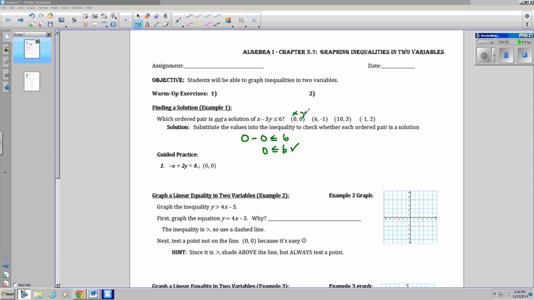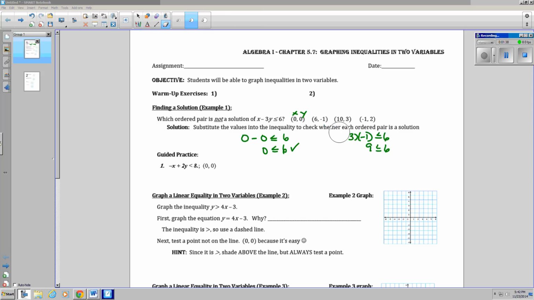So let's put 6 in for x. Can we get 6 minus 3 times a negative 1 is less than or equal to 6? Well, this would end up being 6 plus 3, which is 9, and 9 is not less than or equal to 6. And the reason we are doing this is because as we graph these inequalities down here, you're going to want to choose a point and check and make sure that you've shaded in the correct way. And you're going to choose a point and substitute it back into the inequality to check it.